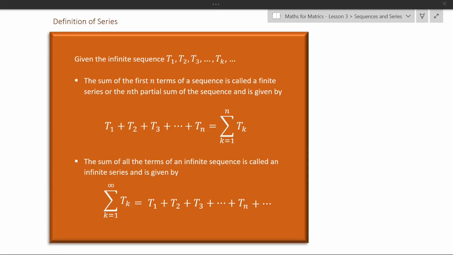The sum of all the terms of an infinite sequence is called an infinite series, and is given by the sum of tk, from k equals 1 to infinity. Infinity is represented by a sideways 8 symbol.